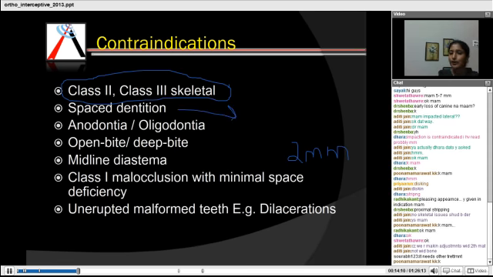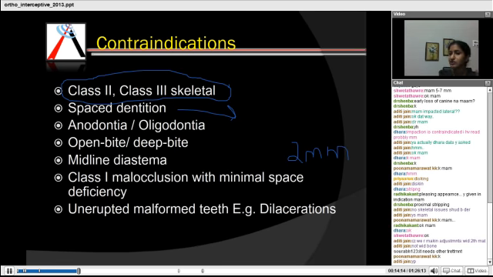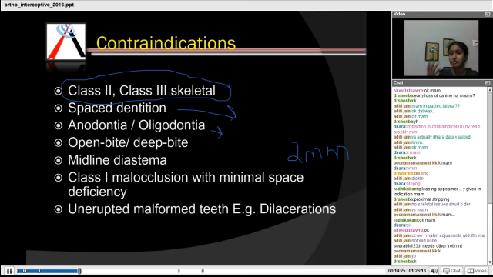Spaced dentition, already it is spaced. So you do not need to go for a serial extraction, because serial extraction is for where the space is less. Anodontia, oligodontia, again teeth are missing. So you cannot go for serial extractions, because serial extractions will create more space. Already his permanent teeth are missing and you're creating more space by serial extractions. So a lot of problem.